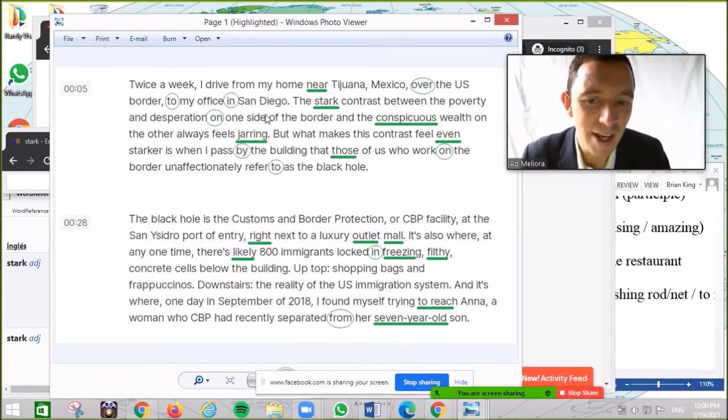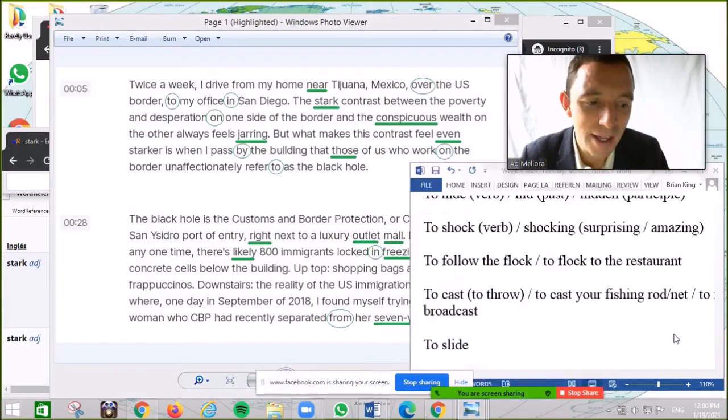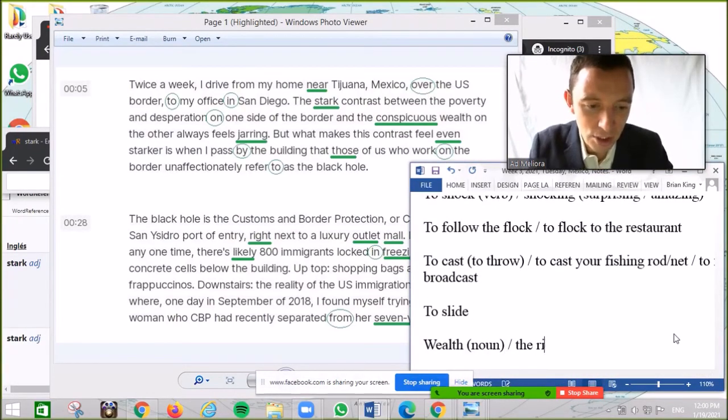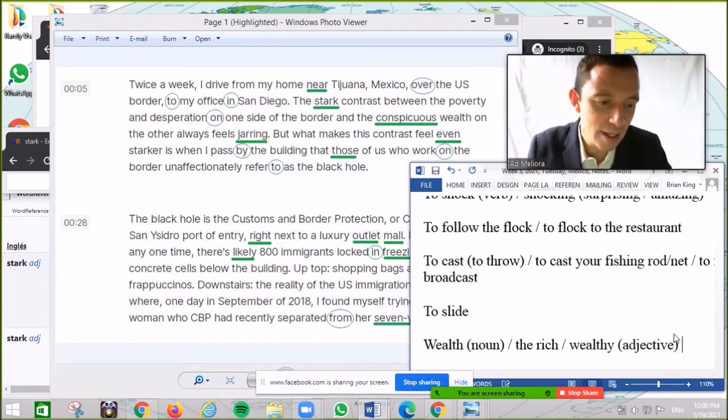On is connected with the side, so between the poverty and desperation on one side of the border and the conspicuous wealth. So conspicuous, I think, is similar in Spanish. Wealth is very important in English. Wealth is like rica, the rich. So wealth is the substantivo, like the rich, and the adjective is wealthy. So wealthy people, wealthy area. Wealthy is the adjective and wealth is the substantive.